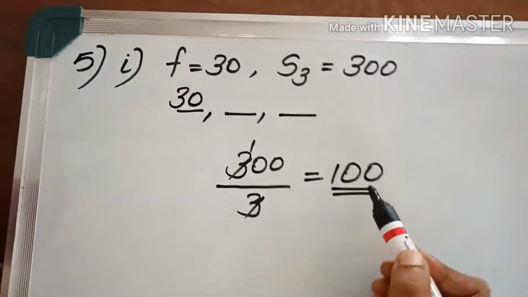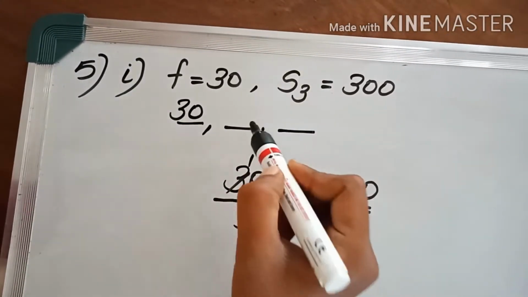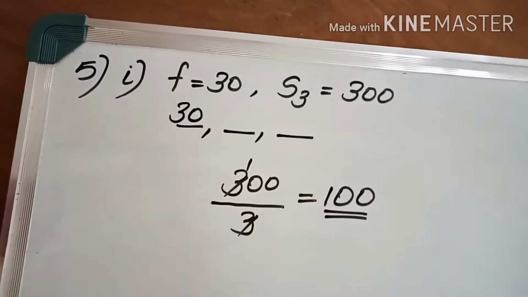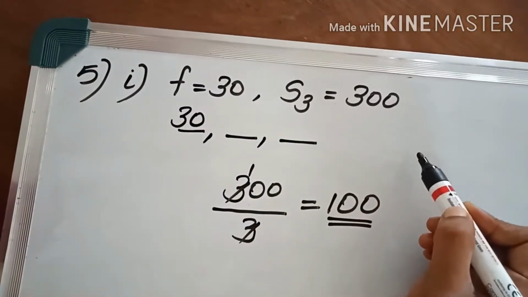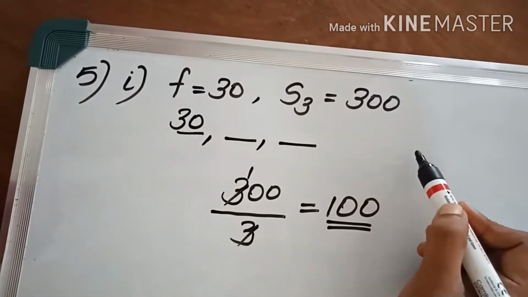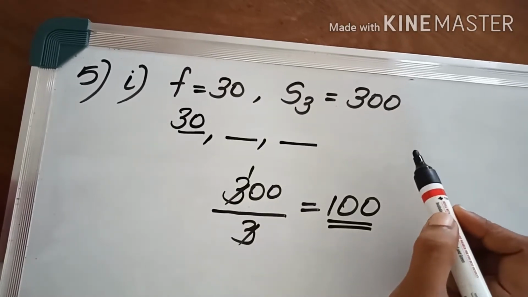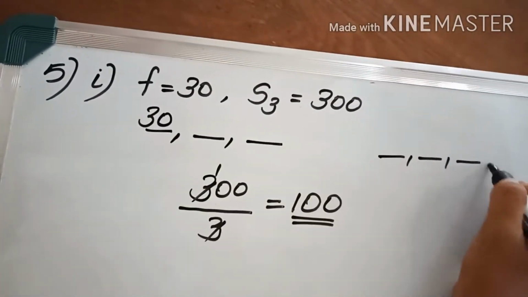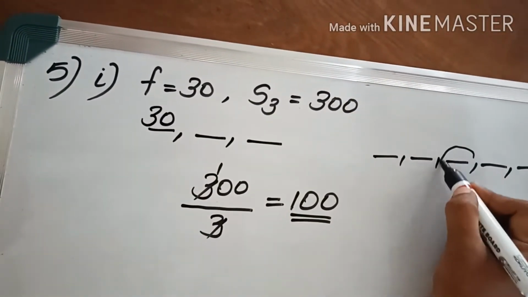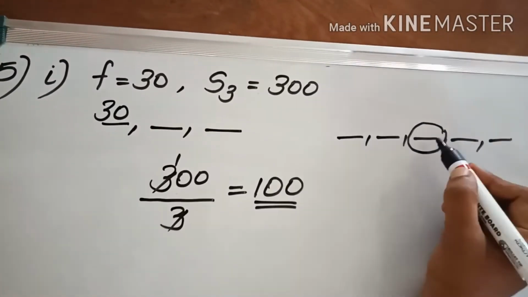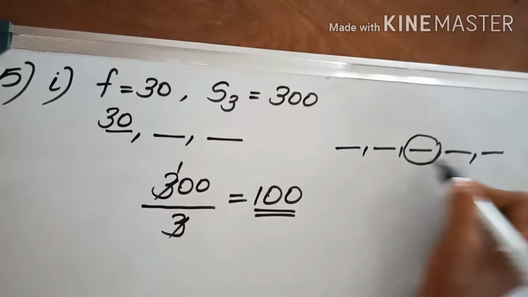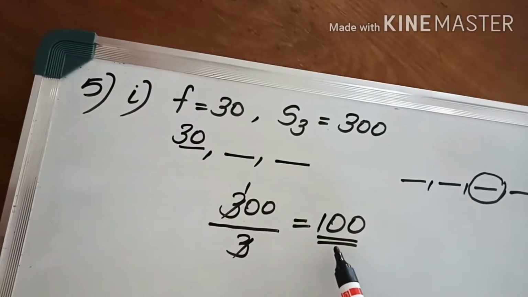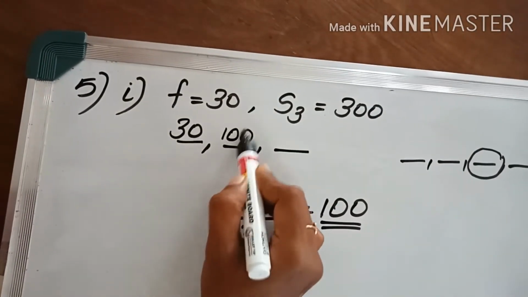This is a rule. If odd numbers are there, to get the middlemost number, just take the sum divided by the number of terms. If it is 5 numbers, that is also an odd number. If it is a sum of 5 numbers, what will be the middle number? 3 will be the middle number. 1, 2, 3, 4, 5. The third number is the middle number. So to get the third number, sum of these 5 numbers divided by 5. That will be the middle number. So here we got 100. So the second number we got is 100.